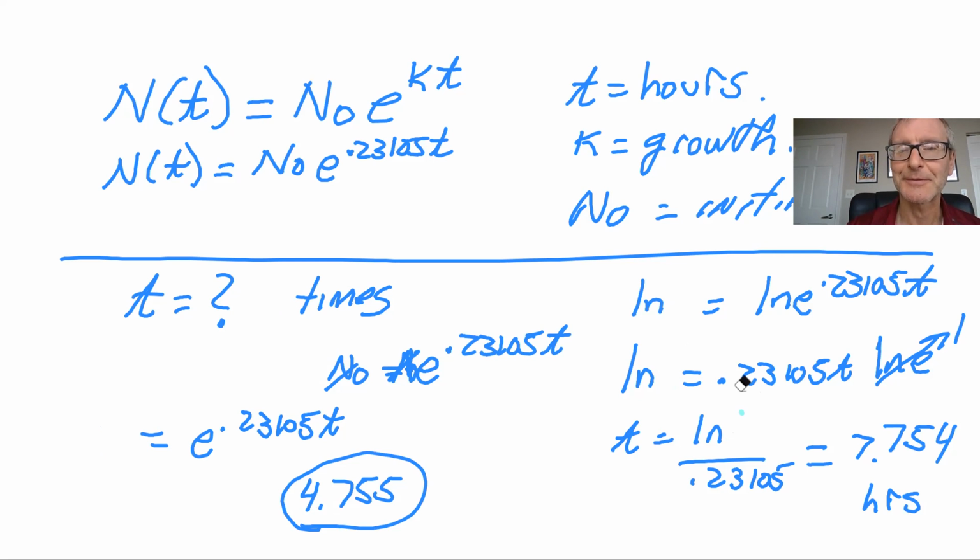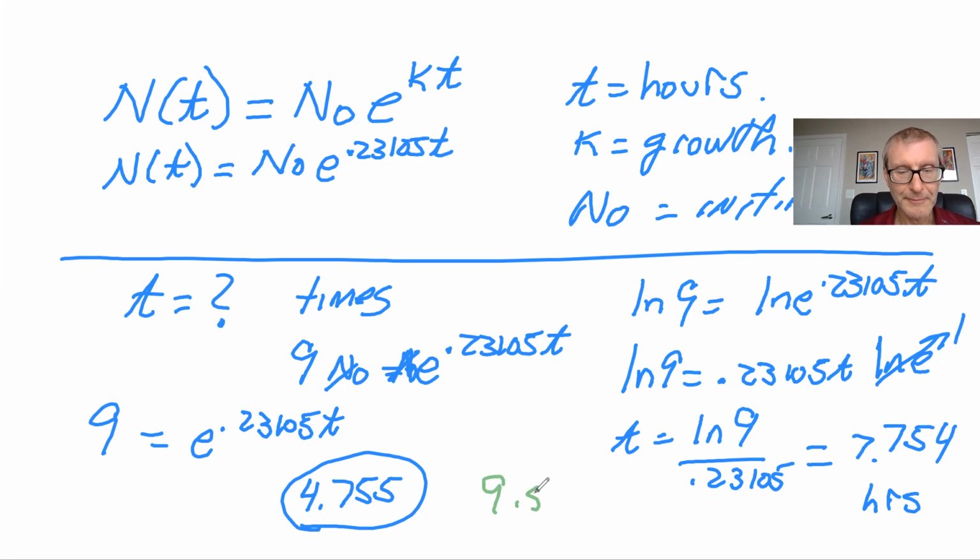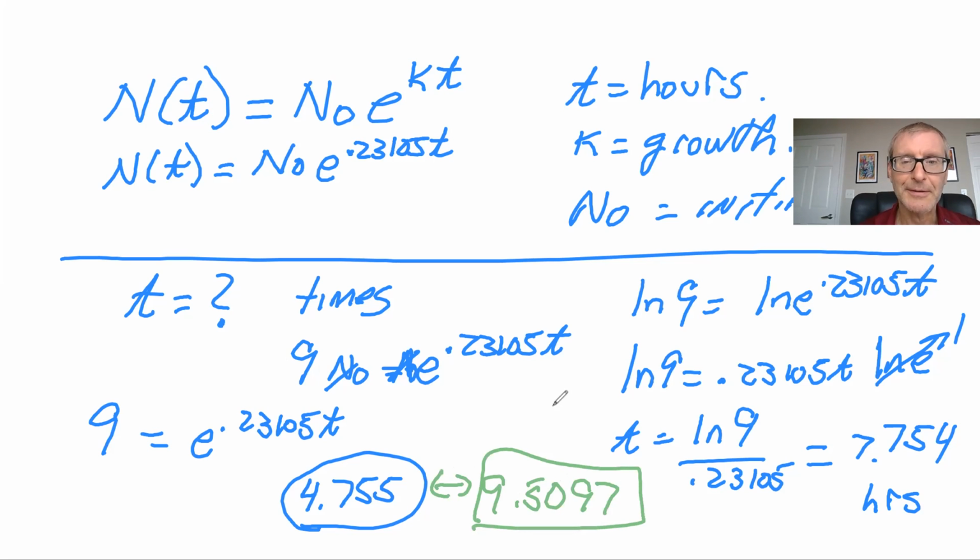What's the only number that changes? And you see the pattern now? That's why I like to point this out. So if you see this pattern now, you're going to have a 9 here, 9 here, 9 here, 9 here, and 9 here. And so if you do this one in green, 9 natural log, and you divide by 0.23105. You see, this ends up being 9.5097, which is twice this value. So this is the 9 times, and this is the 6 times.